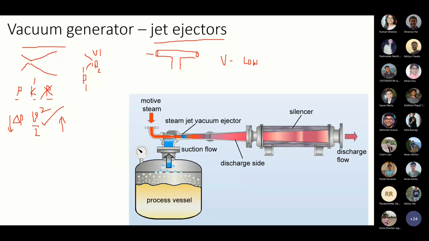Let's say this is point 1, position 1, position 2, position 3. Does the water go from position 1 to 3 or 1 to 2, if the velocity of the fluid is very, very low? Any guess from the students? 1 to 3, yes.